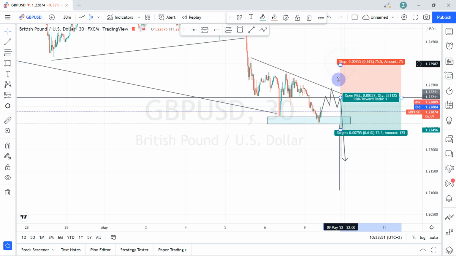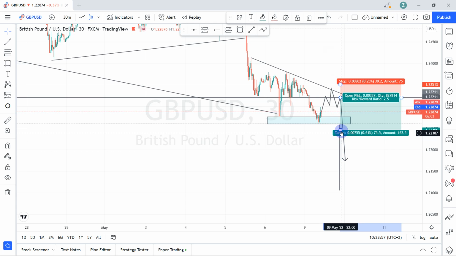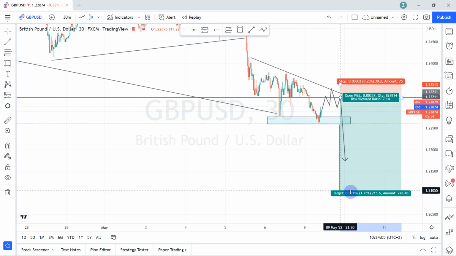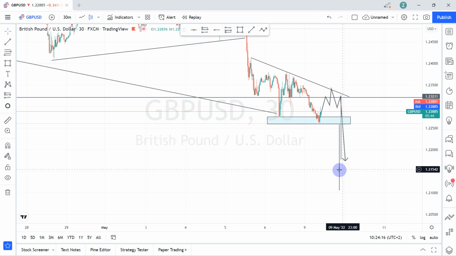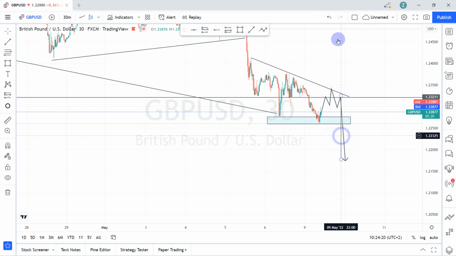Our stop loss would be just above the touch of our inverse head and shoulders. And our first take profit, as you can see, the risk to reward ratio is a good 1:4.8, and the second TP, the risk to reward ratio is a good 1:7.12. So that's basically what we're catering for on the GBP USD pair for sells.